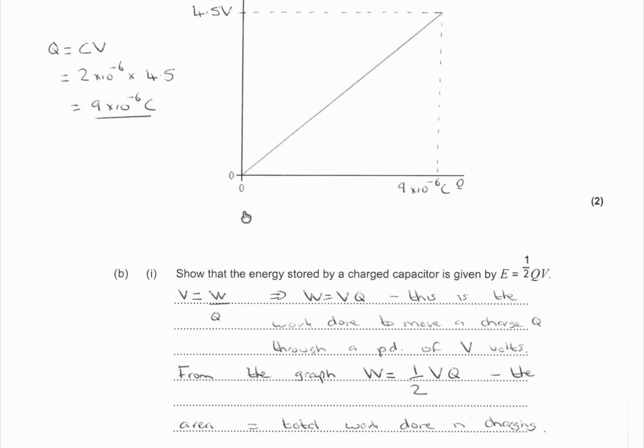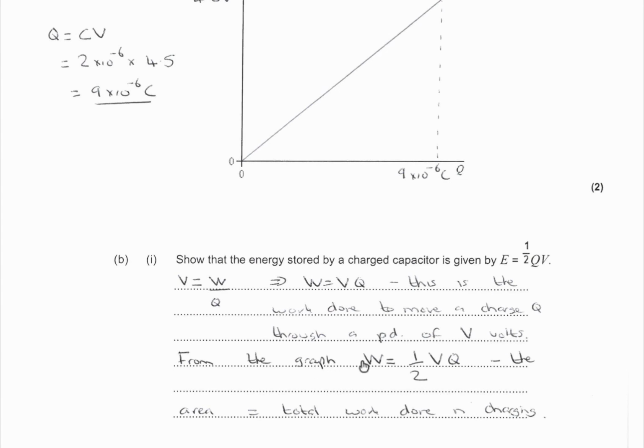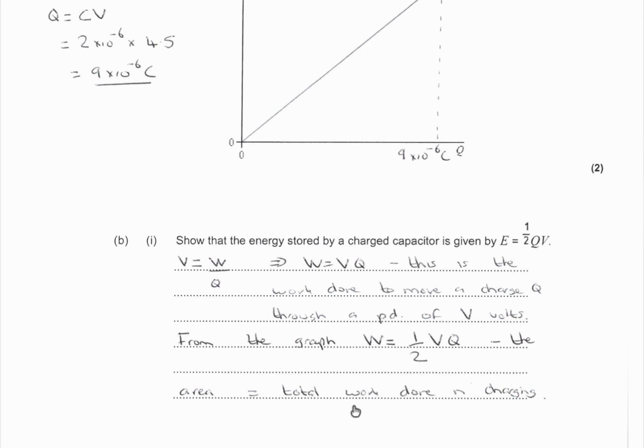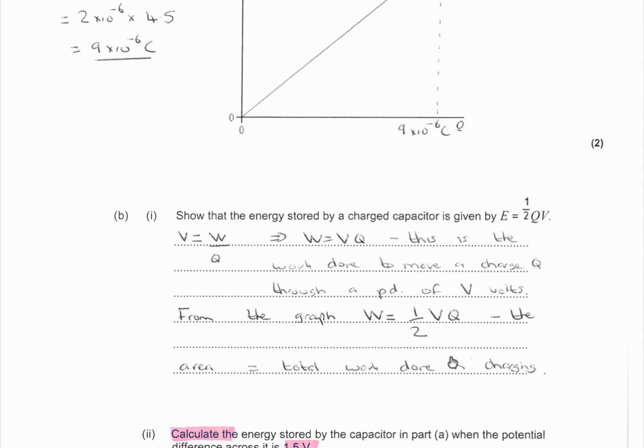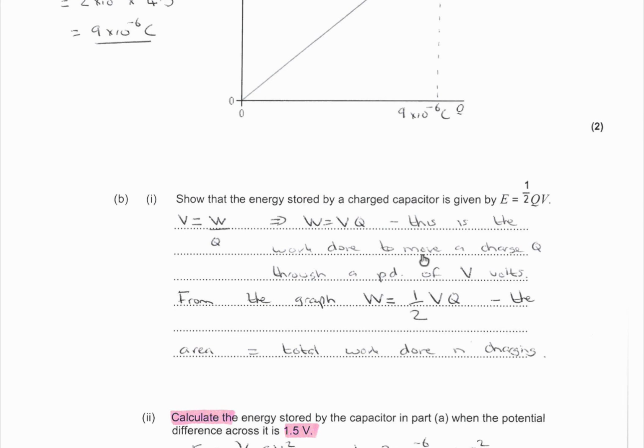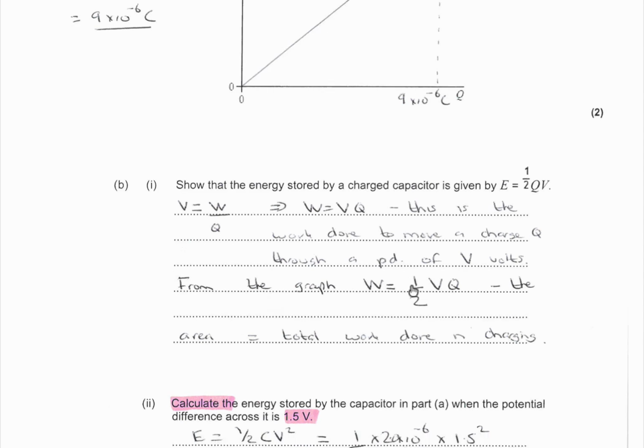However, for a capacitor, it's not. Potential difference as it's charging up changes. So we use the graph, and the work done is the area underneath the graph. Because it's a triangle, we end up with half V times Q. So the area is equal to the total work done, and so the area is half VQ, and therefore we've shown that the energy stored by a capacitor is given by this. If we write this equation down and explain what it is, that's 1 mark, and then secondly saying that the area gives us the total energy, which leads to this equation over here, gives you the second mark.